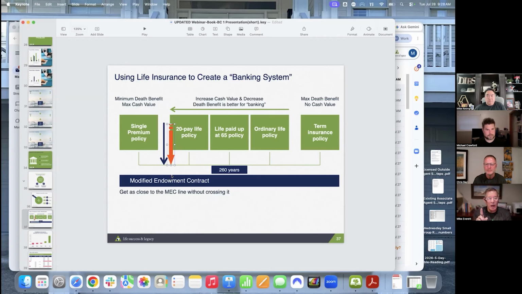So okay? I want to tell people, when you say massive term rider, this is $500,000, this is $1 million, this is sometimes a $2 million term rider. It has to be a great big number in order to get that MEC line not to be in jeopardy. Yeah. On the front end.